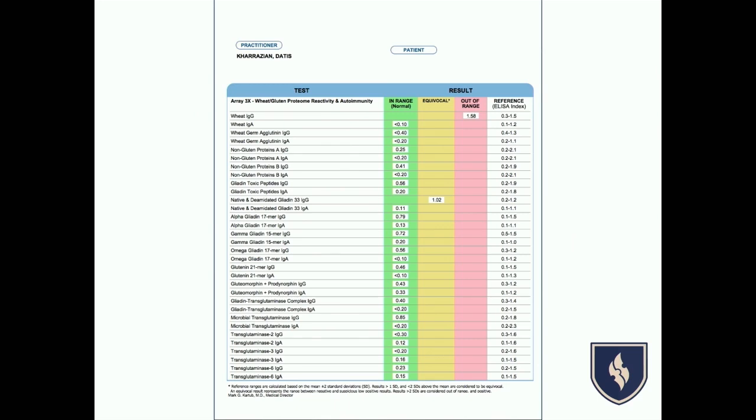Transglutaminase 3 is the enzyme for skin. And many people that have gluten sensitivity just have severe skin reactions. That's associated with transglutaminase 3, and transglutaminase 6 is brain. Okay?